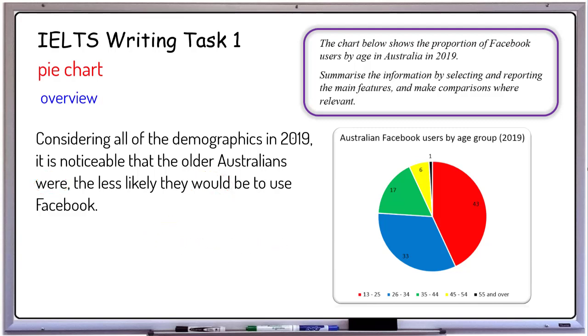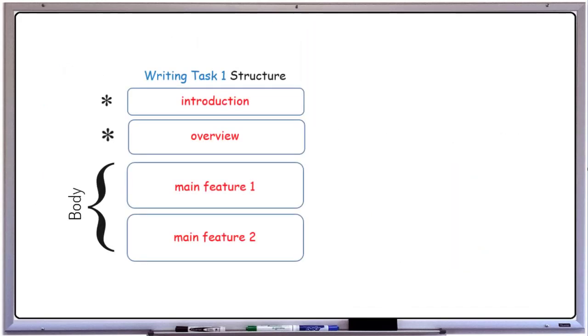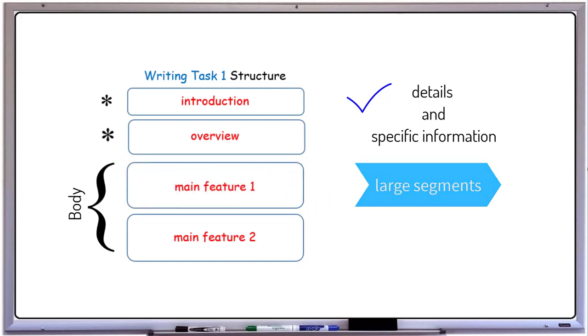Alright. That's all about our overview. Now, let's move on to our body paragraphs. Following the overview, we are to provide details and specific information with regard to the chart. In order to follow a logical order, I will give information about the large segments in one paragraph and the small segments in a different paragraph.